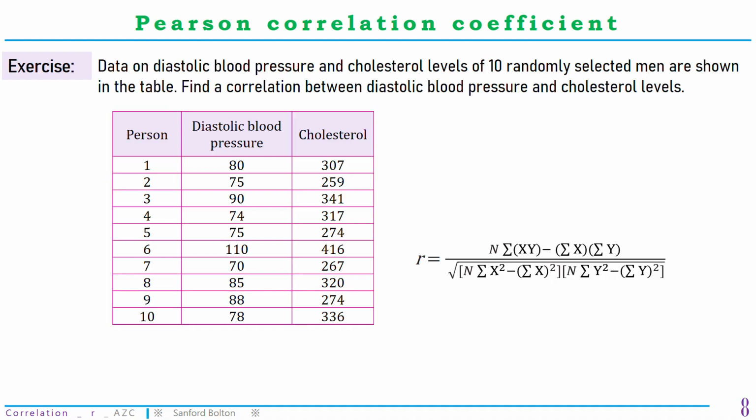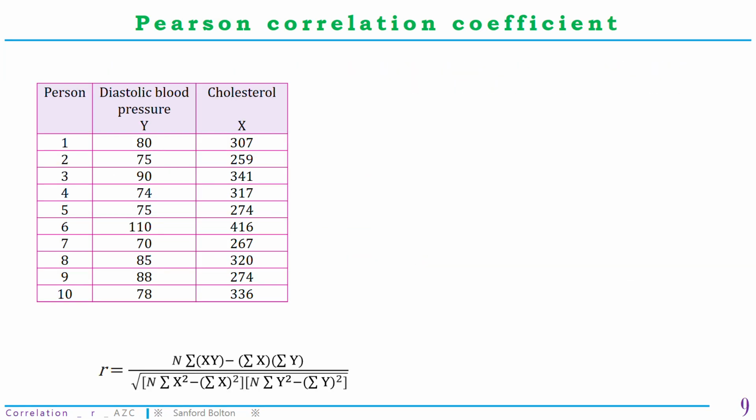The equation of coefficient of correlation is here. In this equation, n is the total number of observations, that is 10. X and y are the values of two variables. Let us take y as diastolic blood pressure and x as cholesterol.